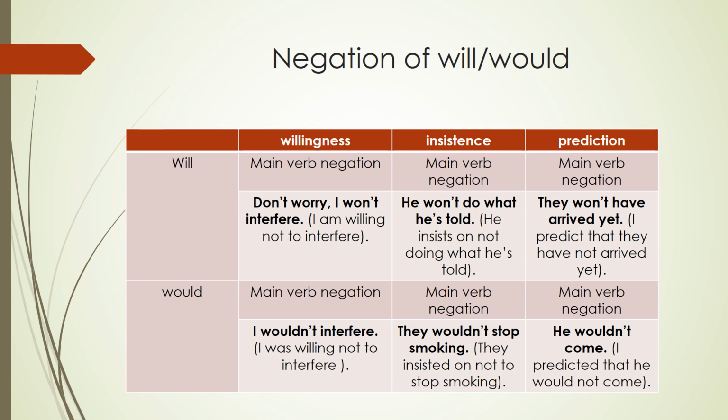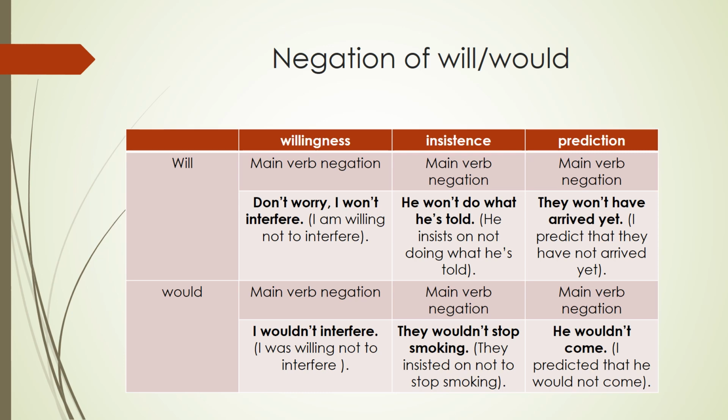For example, don't worry, I won't interfere. So here, the meaning is willingness. I won't means I am willing. So the meaning of the modal auxiliary is positive. But not here is going to negate what? It is going to negate the main verb, not to interfere, not to interrupt, for example. The same thing when we are saying it with would. I wouldn't interfere. It means I was willing. Not interfere means not to interfere.